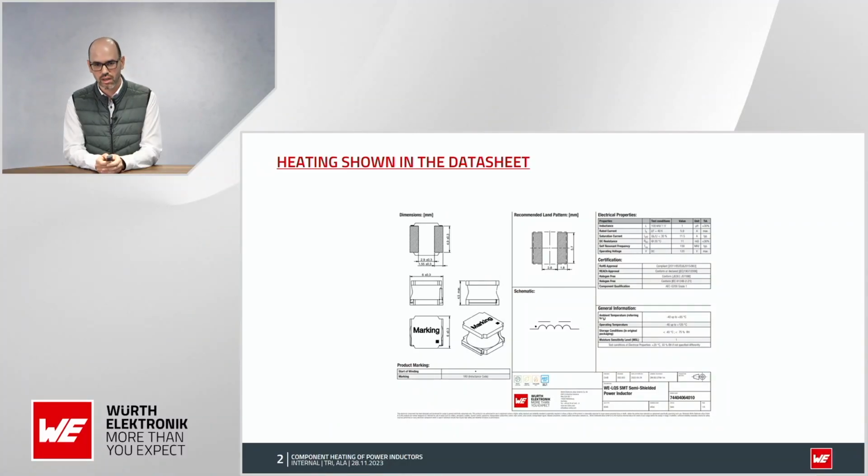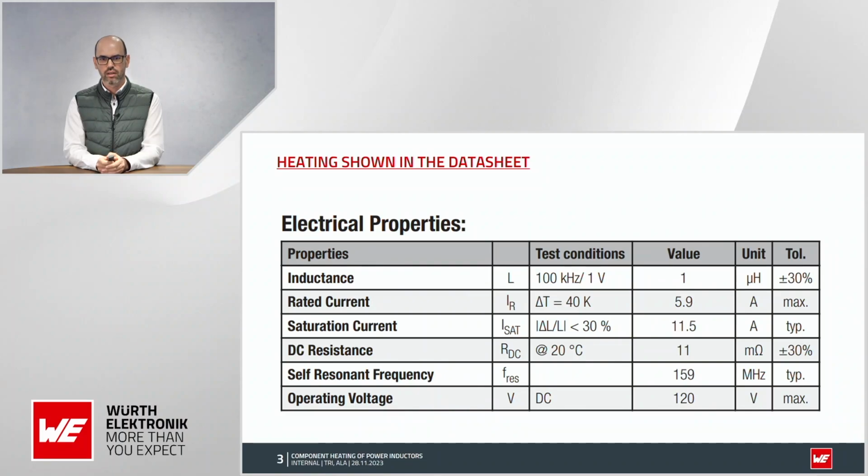And I'm happy to tell you today something regarding component heating. So we are starting right away. Where is heating shown in the data sheet? I have here an example of our WE LQS, and where would we expect such a value? In the electrical properties for sure, and so we will have a closer look. When we check this now, we can see that there are six different kinds of values, and one of these is the so-called rated current.